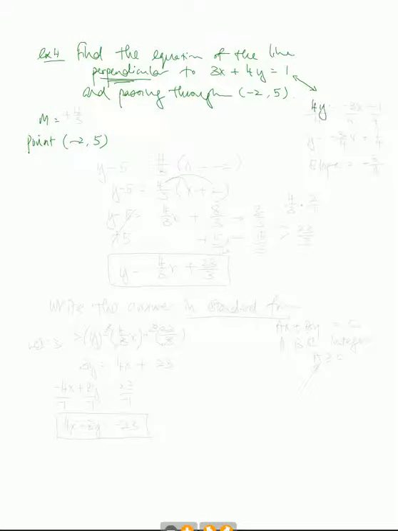Y on one side, x and numbers on the other side, divided by 4 throughout, tells me that the slope of the line is negative 3 over 4. The only problem is this. The slope negative 3 over 4 is for this particular line, but the line that we want is the one that's perpendicular to him.